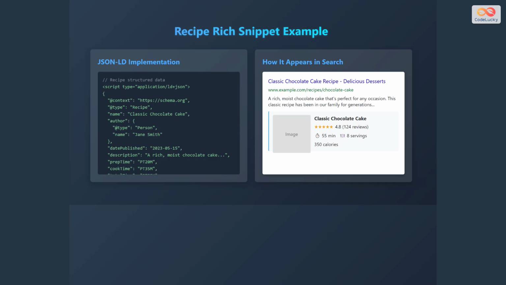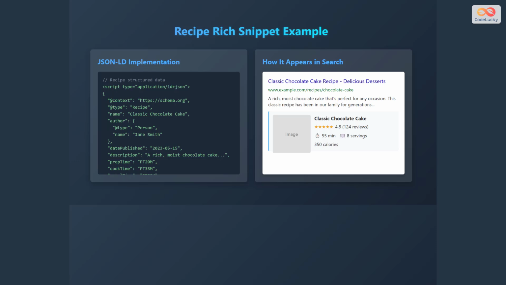The recipe category is dessert. The recipe cuisine is American. The nutrition type has calories of 350 calories. The aggregate rating has type aggregate rating with rating value of 4.8 and review count of 124.